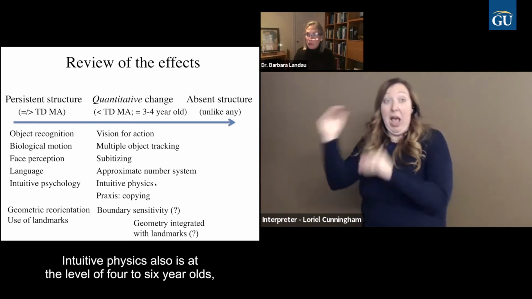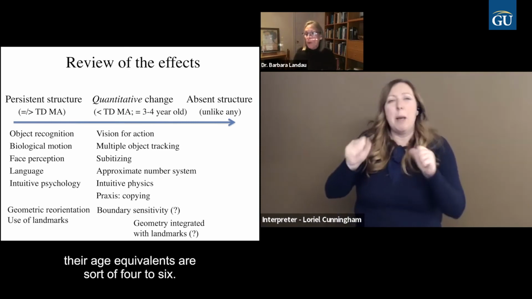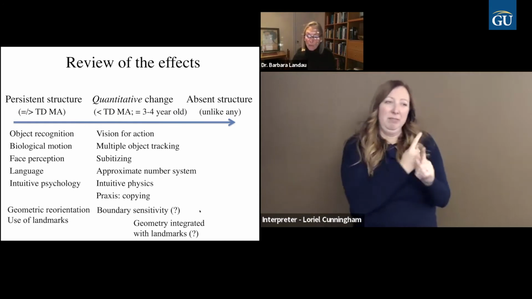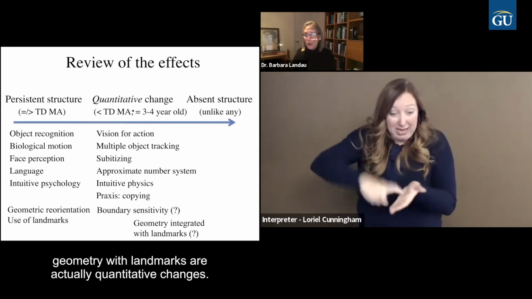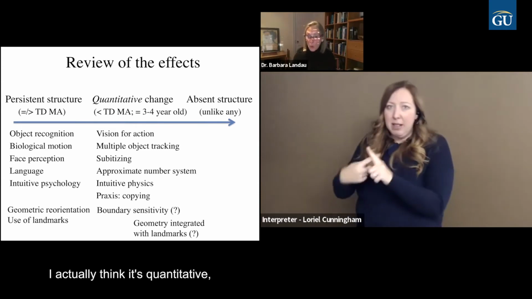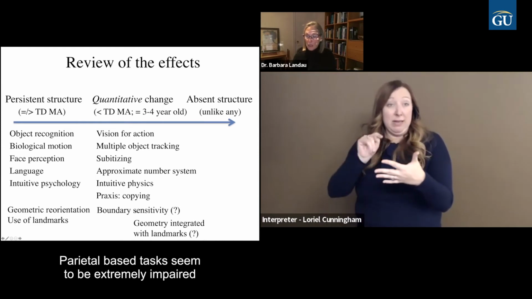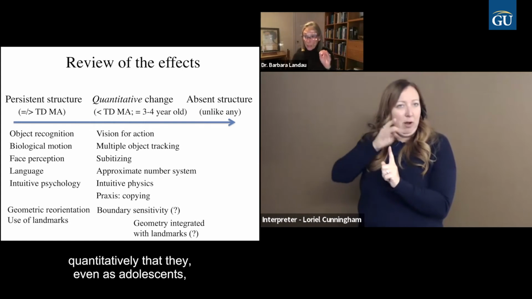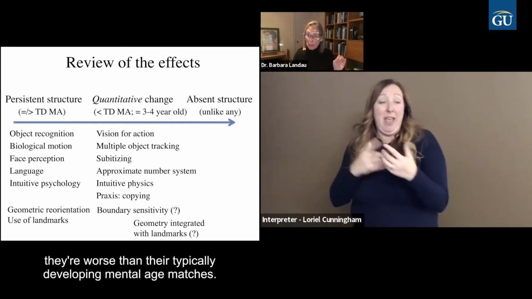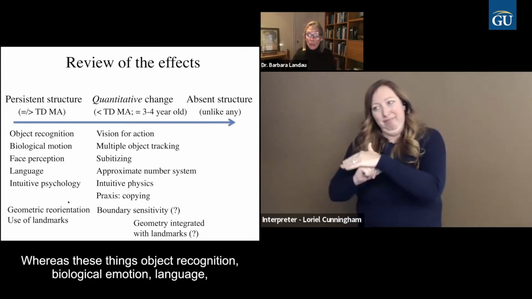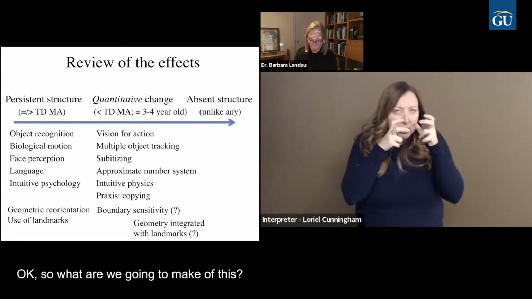Intuitive physics also is at the level of 4 to 6-year-olds. Praxis and copying, I showed you some data before, but even in standardized tests, their age equivalents are about 4 to 6. And then I have as a question mark whether boundary sensitivity and integrating geometry with landmarks are actually quantitative changes, or maybe something qualitative. I actually think it's quantitative, but all of these things, which tend to be parietal-based tasks, seem to be extremely impaired quantitatively. Even as adolescents and adults, they're at the equivalent of a 3 to 4-year-old, worse than their typically developing mental age matches. Whereas object recognition, biological motion, language, and intuitive psychology are all as good or better than a mental age match. Okay, so what are we going to make of this?